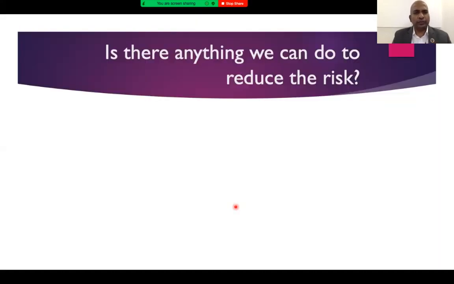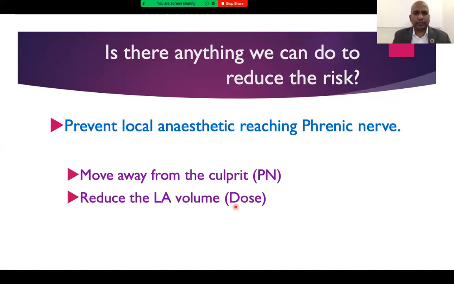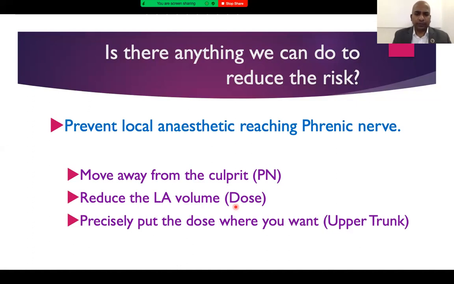Now, what can we do to reduce the risk? It's very simple. Prevent the local anesthetic from reaching these targets. For that, we have 3 steps we can implement. One is move away from the phrenic nerve. That is the first one. The second thing is reduce the local anesthetic dose to just what is required to soak your target, not the phrenic nerve or any other structures. And the third thing is precisely deposit the local anesthetic dose into the target. So now let us see all three steps one by one.